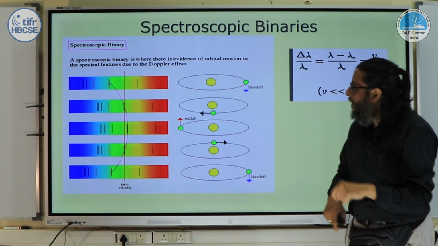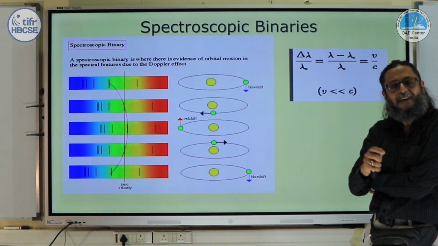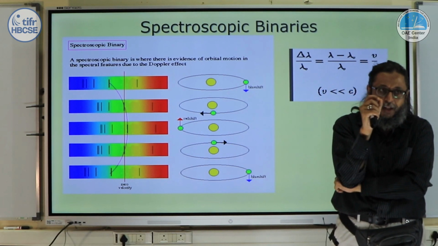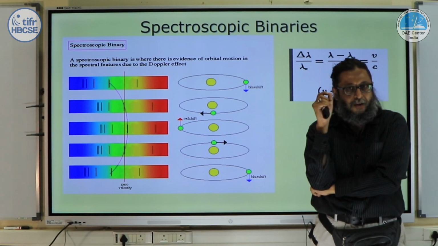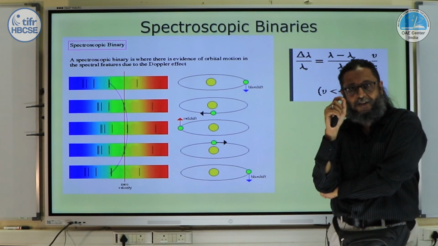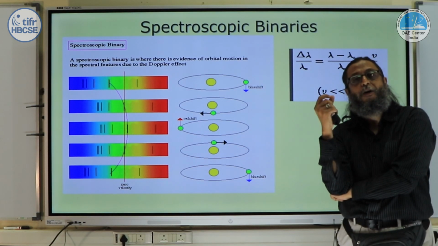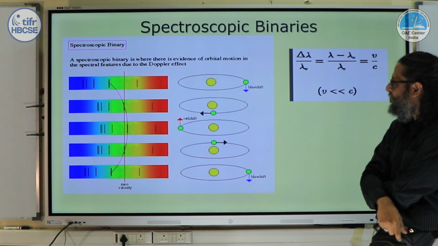Now, when it comes to spectroscopic binaries, you are measuring the light as a function of its wavelength as well as time. Okay? So, here you have to understand that the spectrum is a function of time. Okay? How does it happen?